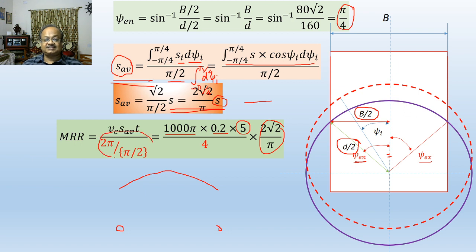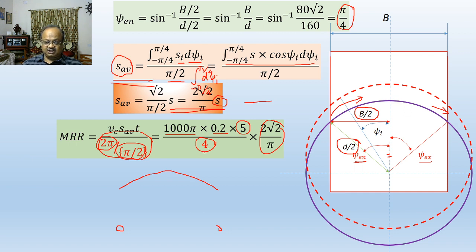Now something strange is appearing in the denominator. Please try to understand, cutting is starting from this place and it is ending here. So it is cutting not for the complete revolution, it is cutting only for the pi by 2 part of the revolution. For the rest of the part, the insert is not removing any material. So the total revolution is 2 pi, of which pi by 2 amount it is removing. So that ratio is 4. So it is removing material 1/4 of the time.